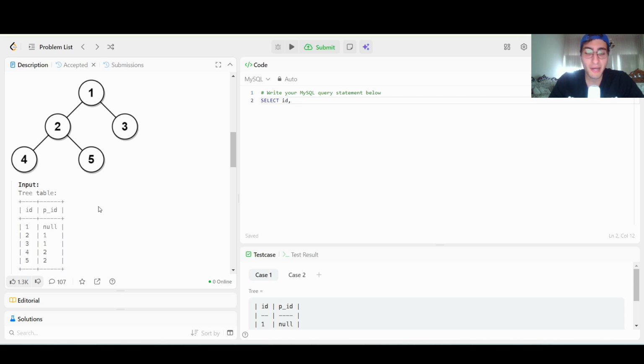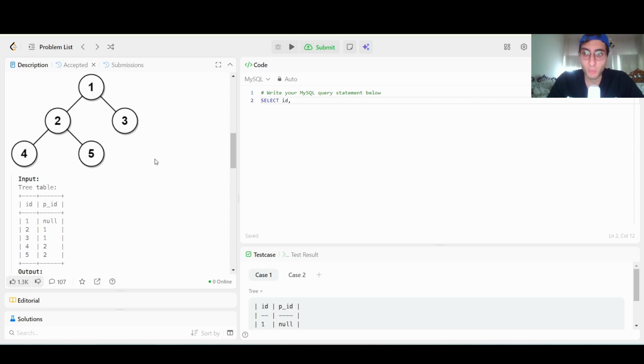So now how do we identify if a node is a root node, a leaf node, or an inner node? Well, it's the easiest to determine if our node is a root node because root nodes have a parent ID of null since they don't have any parents. And so every time we have a parent ID of null, that means we have a root node.